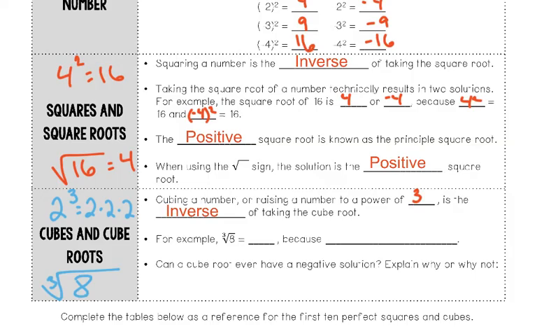So for example, this is how a cube root of 8 would look. The cube root of 8 is 2, because 2 times 2 times 2 equals 8. So this cube root sign just means what number times itself 3 times gets you this.